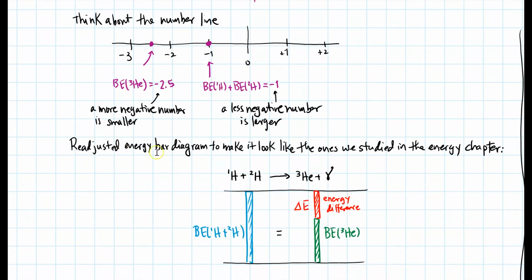If I readjust the energy bar diagram to make it look like the ones that we studied when we studied energy, the binding energy of hydrogen and hydrogen-2 is much larger than the binding energy that created helium-3. It's this leftover energy that goes into this gamma.